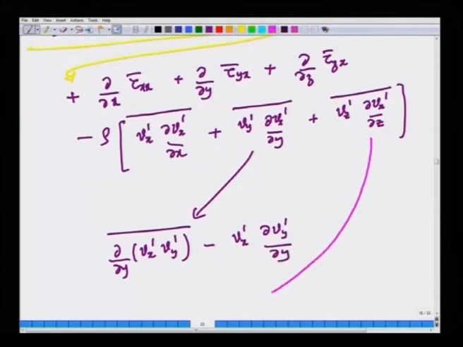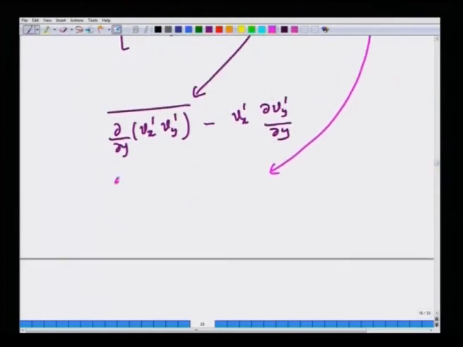Likewise, this term will become d/dz, I am sorry, of Vx' Vz'. Let us write Vz' Vx' for clarity. Likewise, we are going to write Vy' times Vx', although it makes no difference, but just for the sake of clarity, because it will help us when we write down the most general time averaged equation. So let us keep it like that, minus Vx' times partial Vz' by partial z, I am sorry.